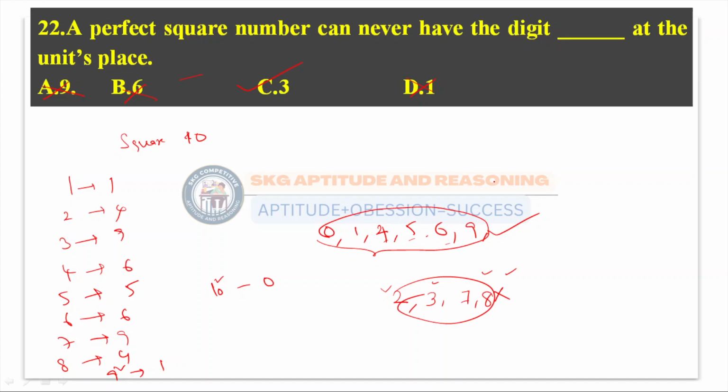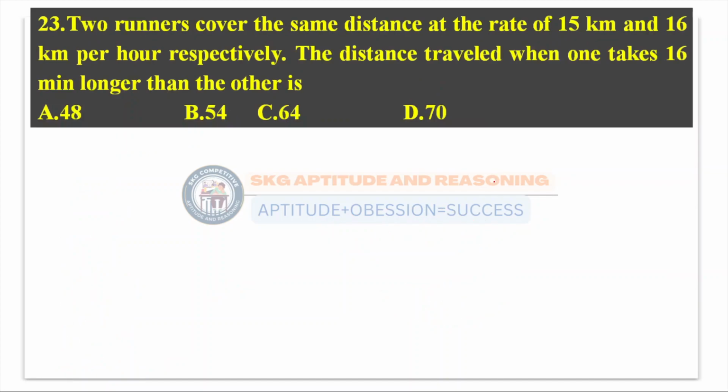Let us move to the next question. Two runners cover the same distance. The speeds are given as 15 kilometers per hour and 16 kilometers per hour. Here the distance is the same. When the distance is constant, speed and time are inversely proportional. So the time ratio will be 16 is to 15.